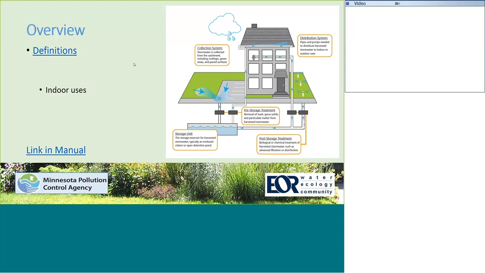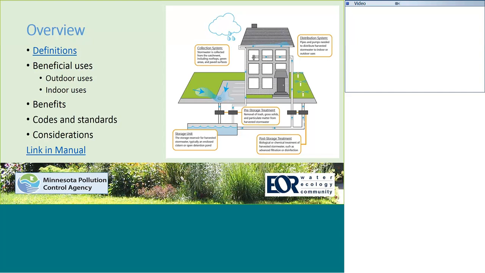But in the overview section, first we'll talk about some definitions, some terms that we'll use that we spent some time on during this update, with the technical group coming to some sort of consensus on how we want to describe things. And then in the overview, there's some broad information about what you can use harvested stormwater for. Outdoor, indoor, what are the benefits? What are some major codes and standards you should be aware of? And what are some key considerations when we think about this type of system?